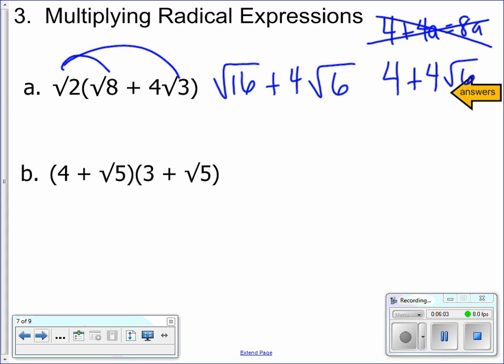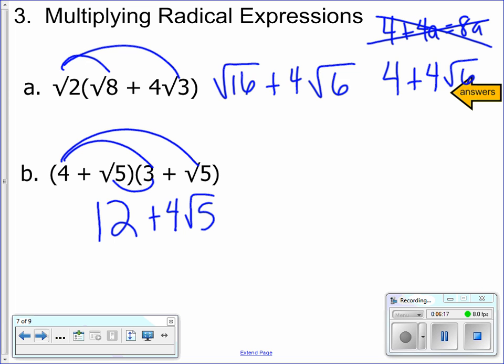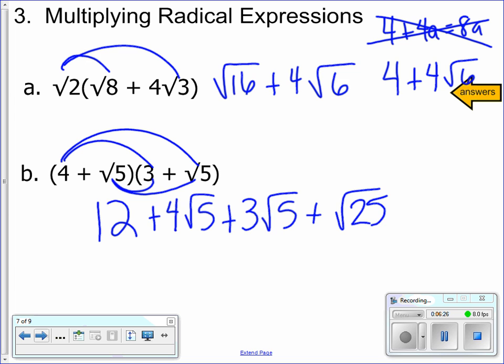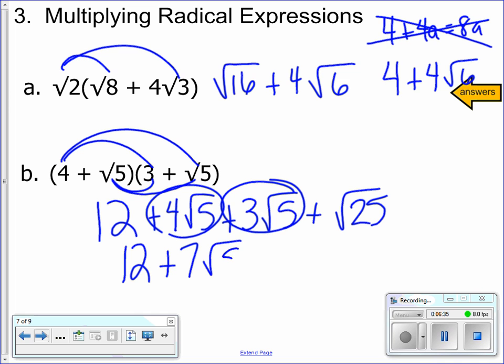In the second one, we're foiling. So 4 times 3 is 12. We're doing double distributive property. 4 times the square root of 5 is 4 square root 5. Insides 3 square root 5. And then we've got the square root of 5 times the square root of 5, which is the square root of 25. So combining like terms, 12, and these are like terms, plus 7 square root 5, and then the square root of 25 is 5, and then we add these together and get 17 plus 7 square root 5.